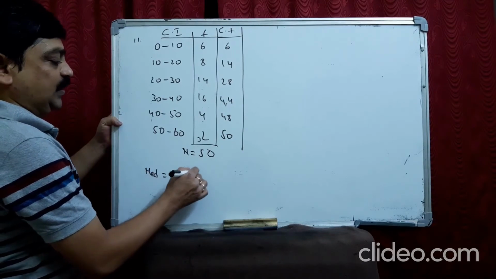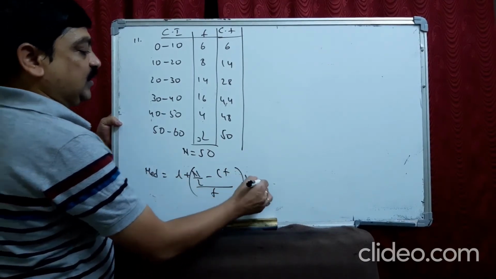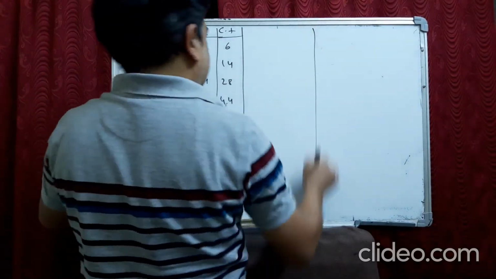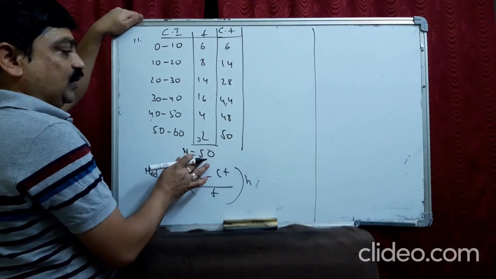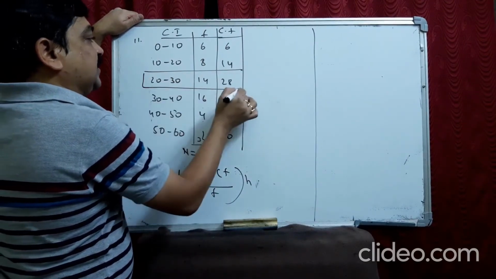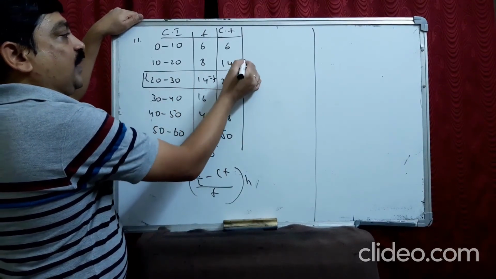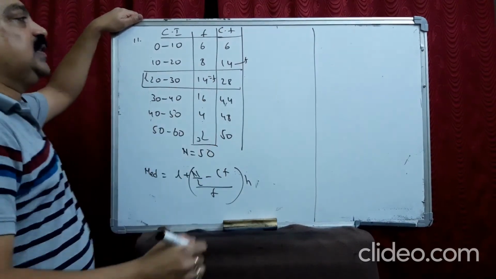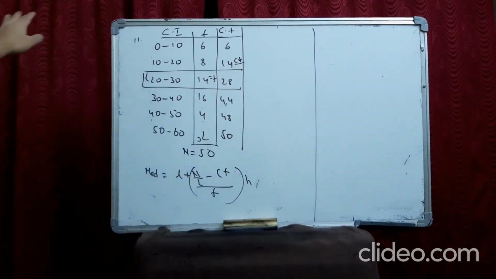So median will be L plus N by 2 minus CF by F into H. Okay. Now what is L here? Find out the median class. What is N by 2 here? N by 2 is 25. Where it is crossing 25, that is the median class. In this you will have L, this is F, and the frequency just above it is CF. Okay. Now let us find out the median.